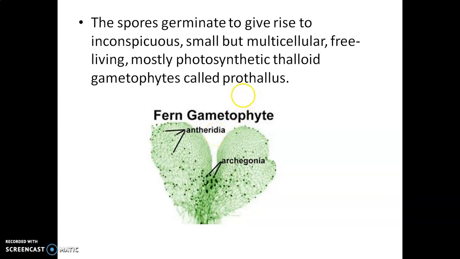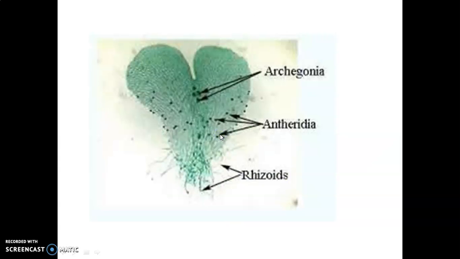And again, you can expect one question for 1 mark from this area. What is prothallus? From this cone, spores will arise. The spores germinate into that gametophyte. It is small but multicellular, free-living and photosynthetic thalloid. It is known as prothallus. Clear? And these gametophytes require cool, damp, shady places to grow.